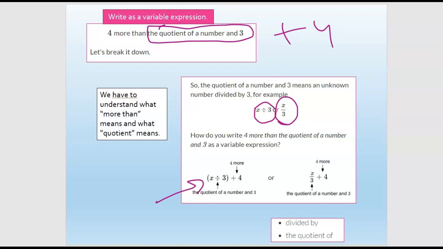The quotient of a number and 3. 4 more than the quotient of a number and 3. Now here we show parentheses around the x divided by 3. It's a good idea to keep those parentheses, although they're not entirely necessary, because if you follow the order of operations, you will do the x divided by 3 first. I kind of like it written as a fraction. X over 3 plus 4. 4 more than the quotient of a number and 3.